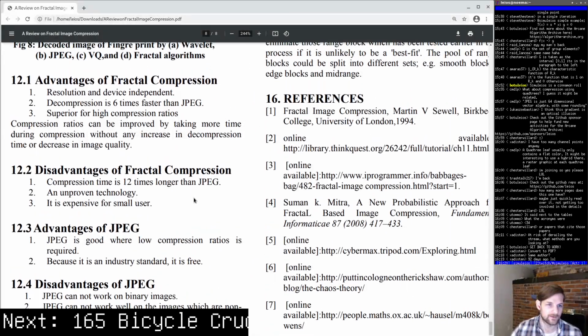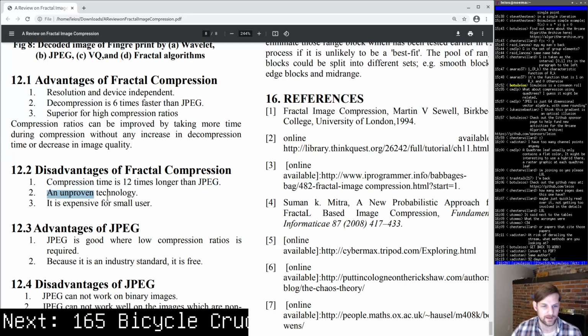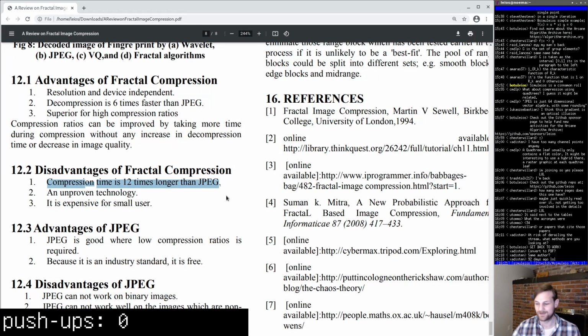Advantage of fractal compression: resolution and device independent. Decompression is 6 times faster than JPEG. Really? Superior for high compression ratios. Really? Okay, interesting. Compression ratios can be improved by taking more time during compression without any increase in decompression time or decrease in image quality. Disadvantages: compression time takes 12 times longer than JPEG. Okay. An unproven technology, it's expensive for small users. Fair enough. So if we cut down compression time, hey, that's what we need to do. Just work on compression time. That's our field of research.